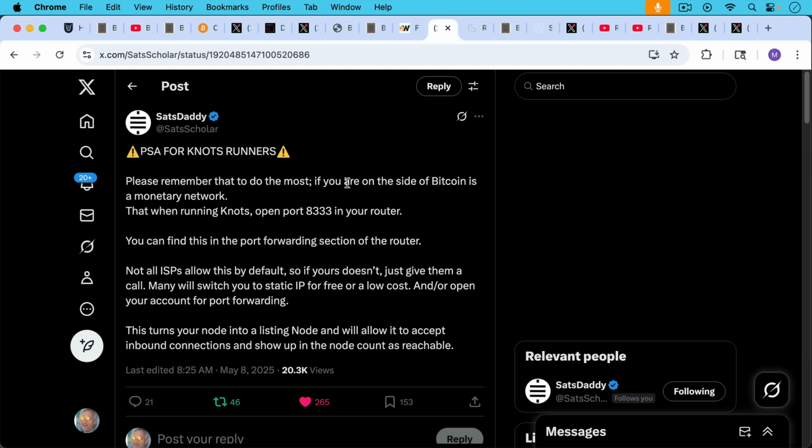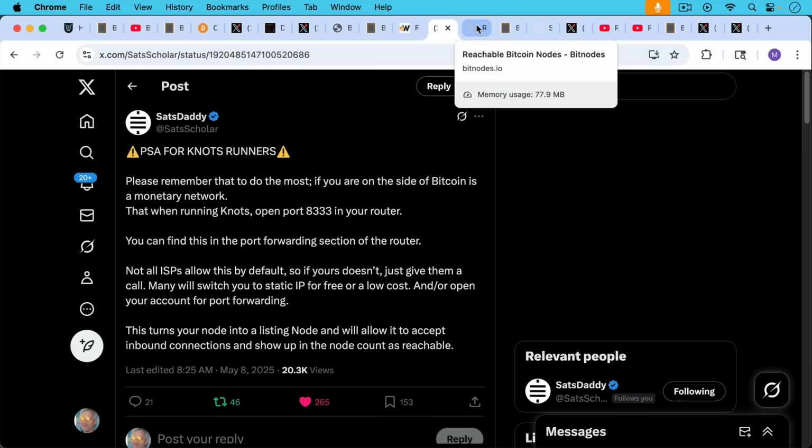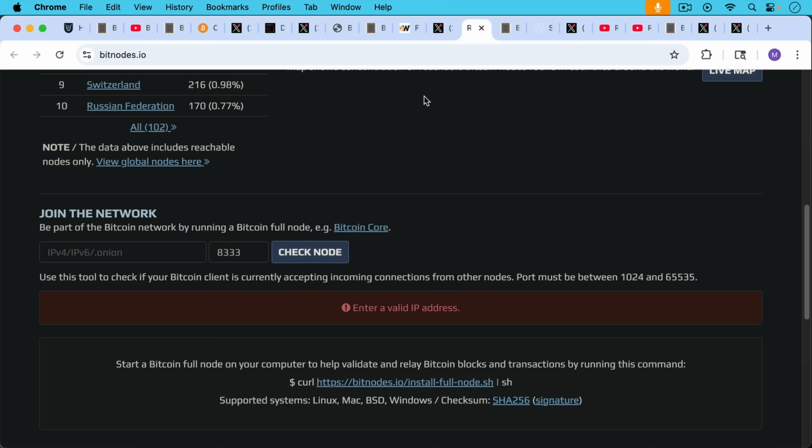Many will switch you to static IP for free or a low cost, and or open your account for port forwarding. This turns your node into a listening node and will allow it to accept inbound connections and show up in the node count as reachable. So if you're running Bitcoin nodes, it's important to try to do this as possible. You can also check to see if your port is open.